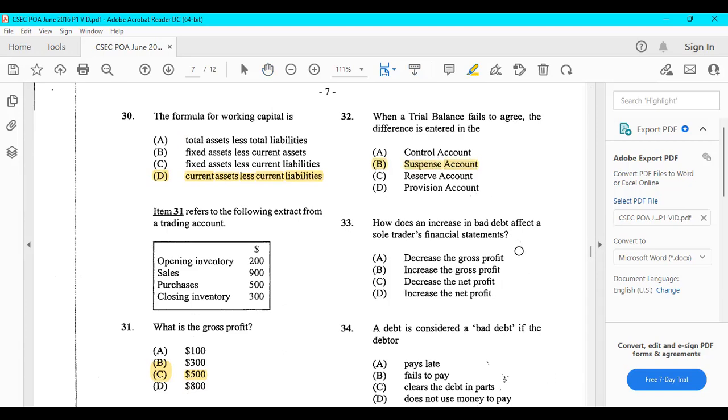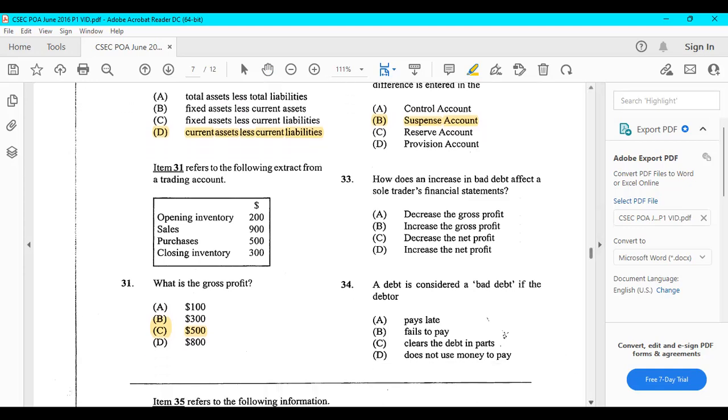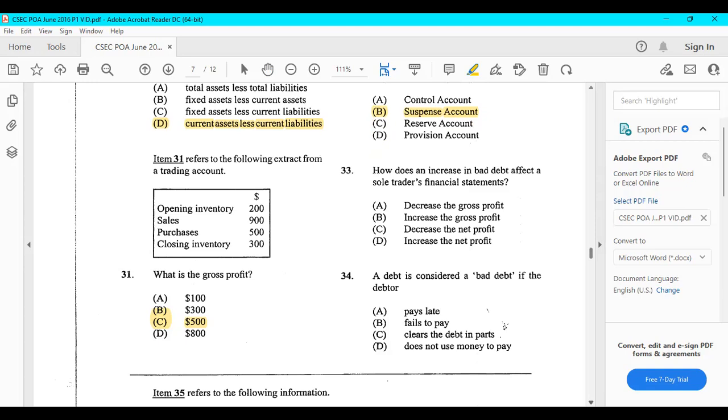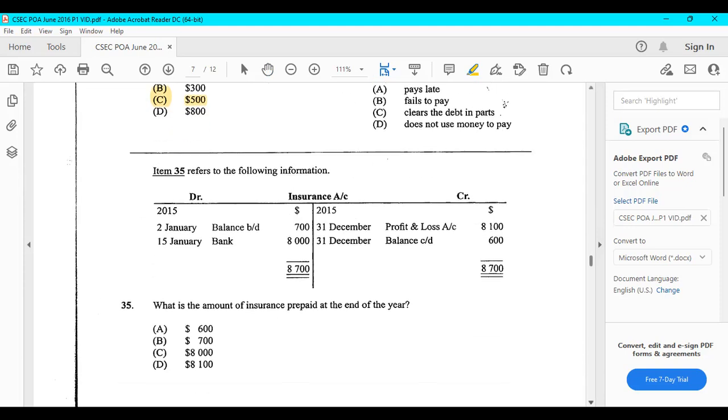How does an increase in bad debt affect a sole trader's financial statements? First of all, what is bad debt? What is it classified as? It is classified as an expense. What do expenses do to your financial statement, particularly your trading profit and loss account, which is also called your income statement? It decreases, right? So it decreases your profit. So your expenses decrease your net profit. It cannot be gross profit because we're dealing with the profit and loss section of the account.